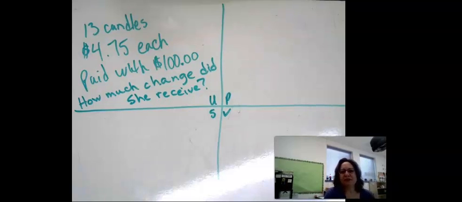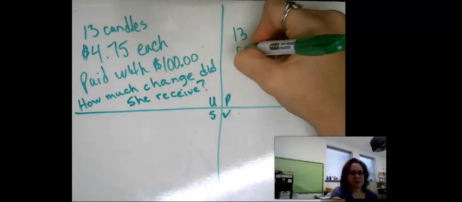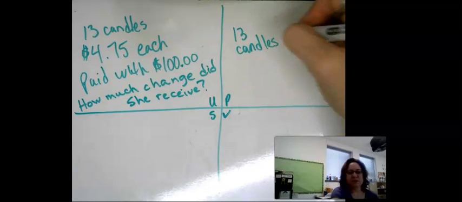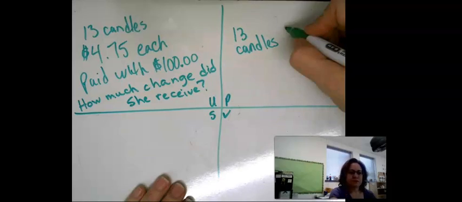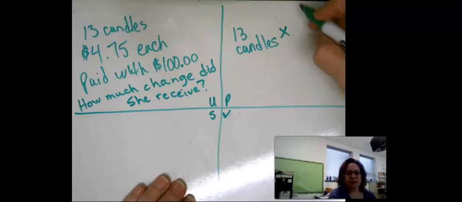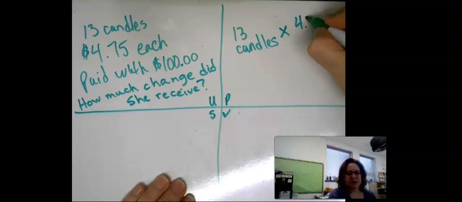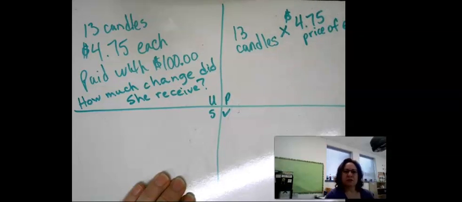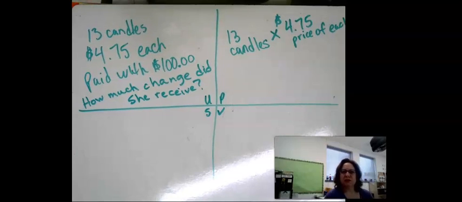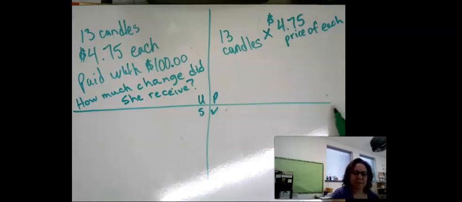Okay. So what's the plan? Well, we know there are 13 candles, but we need to know how much she spent altogether, right? So 13 candles, and each candle is $4.75. I think we should multiply the 13 candles by the cost of each candle, which is $4.75. So that would be 13 candles times $4.75 each candle. That would be step one, right? And then what would you do for step two?